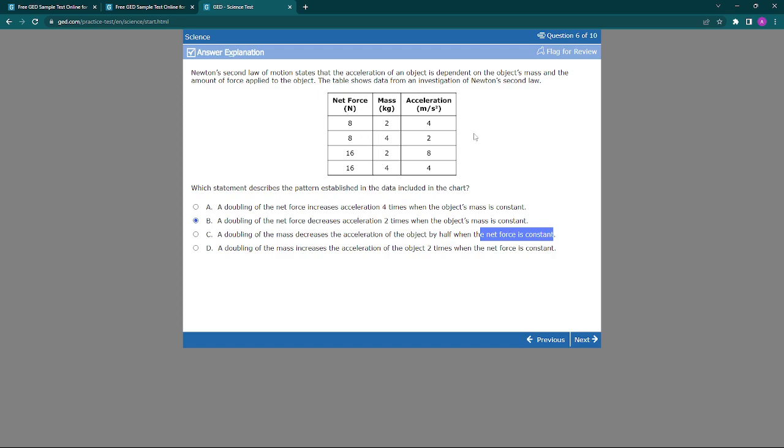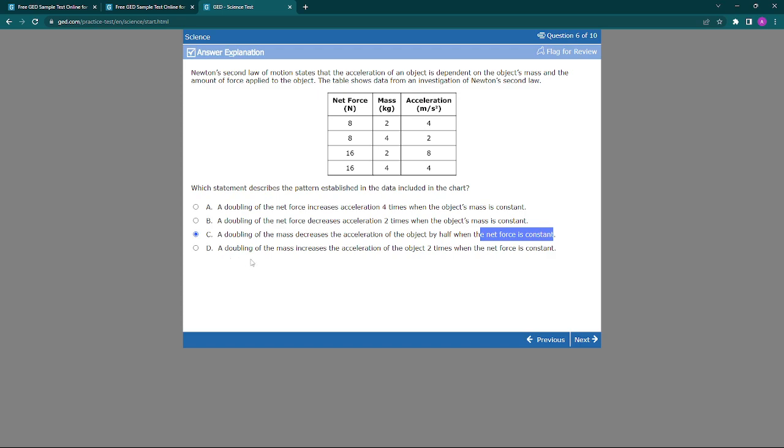So 8, 8, 4, and 2 as mass increases. And 16, 16, 8, 4 as mass increases. So yeah, it's going down, and that is acceleration. So as friction's applied, which was more mass, so a doubling of the mass decreases acceleration, slows it down by half. Now let's see, if we want to get specific.